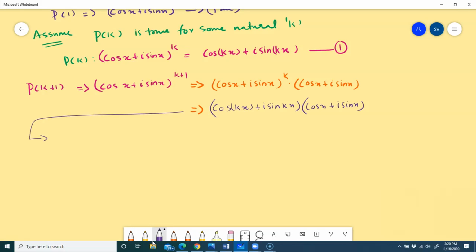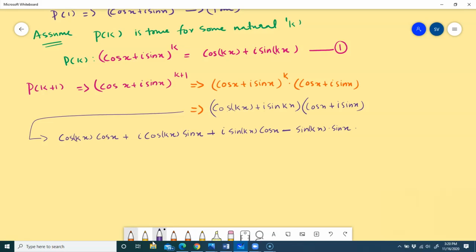So cos kx cos x, plus i into cos kx sin x, plus again i into sin kx cos x, and i into i, i squared is minus 1, so minus sin kx into sin x. So that's it.